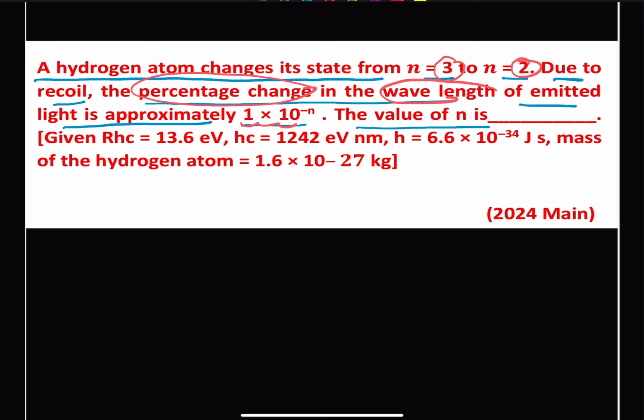So first of all, we are going to find out the photon energy, that will be, you can say, without recoil. Then we are going to take the recoil that is being asked in the question into the picture. So we are going to write photon energy without recoil.